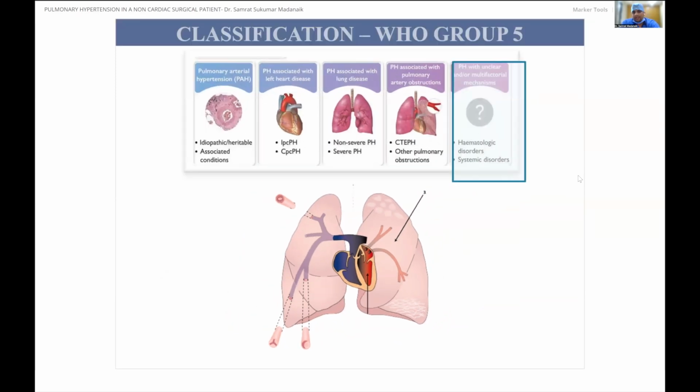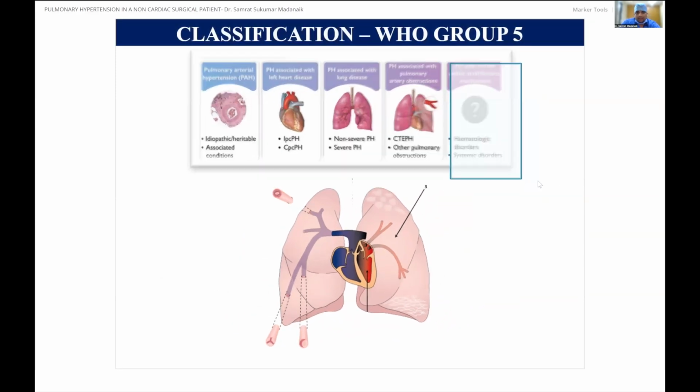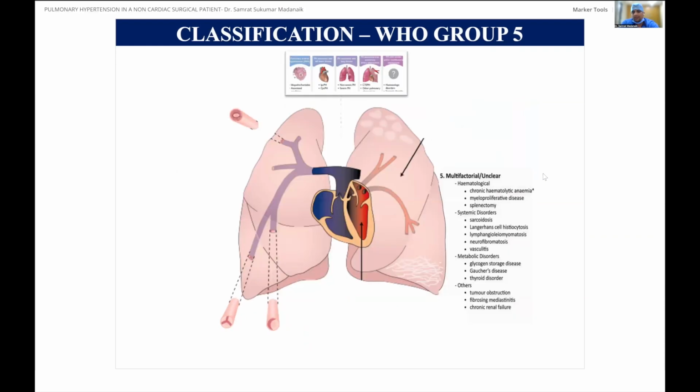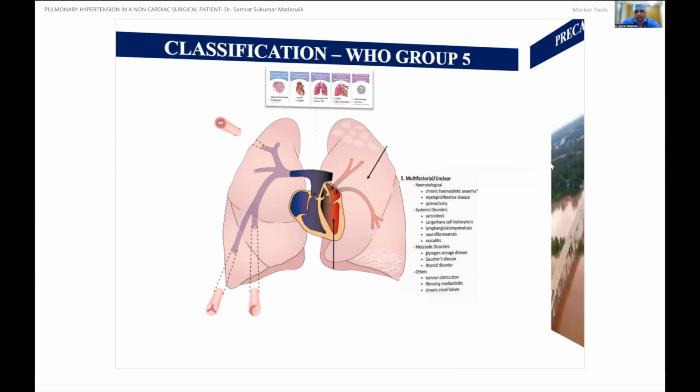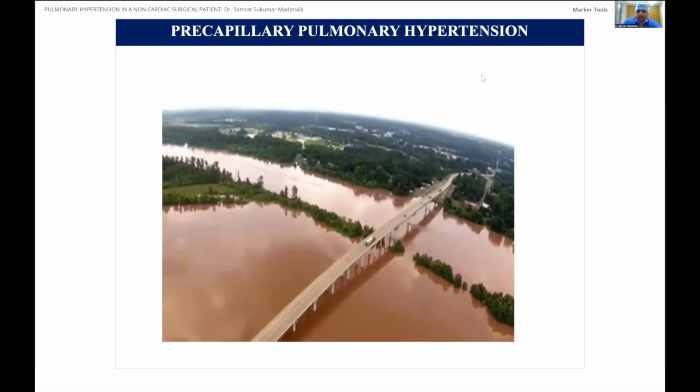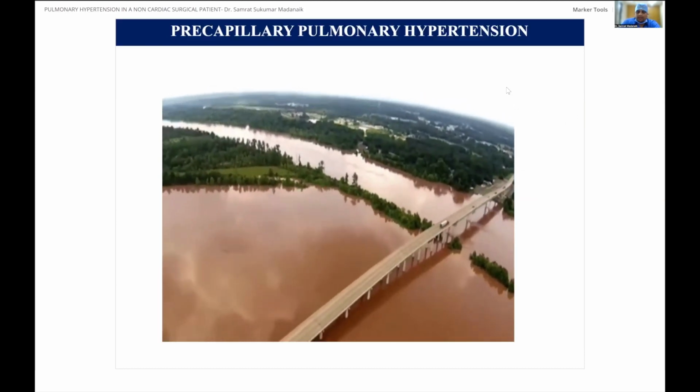And the group 5 patients include the rest of the patients who have other disorders like hematologic disorders, or systemic disorders like sarcoidosis, metabolic disorders like glycogen storage diseases, or due to tumor obstructions or chronic renal failure. So these are the 5 groups into which the patients who have pulmonary hypertension are categorized, and this is the WHO classification.